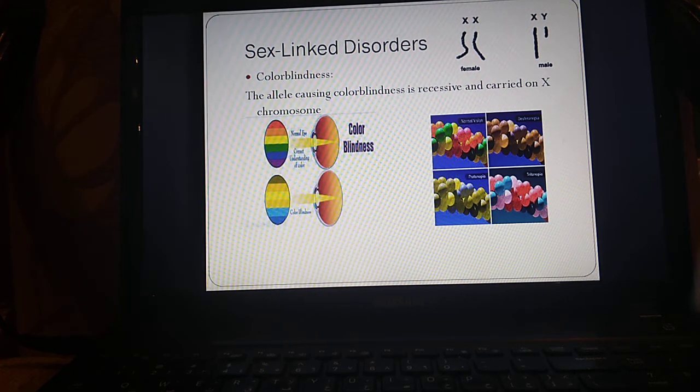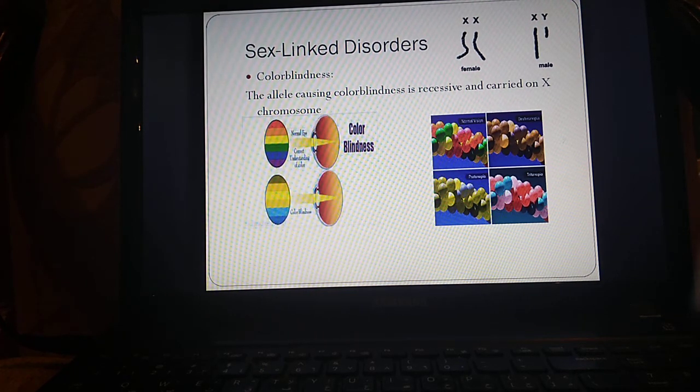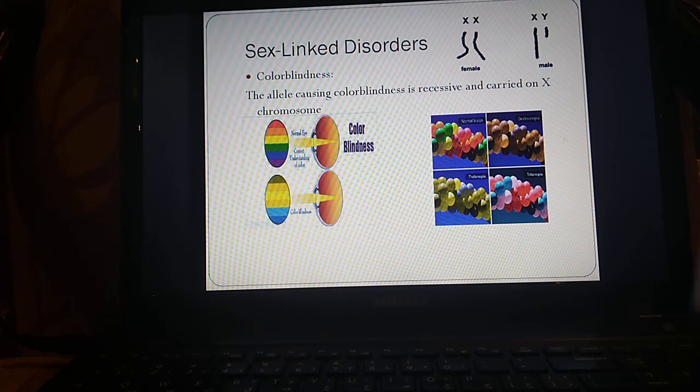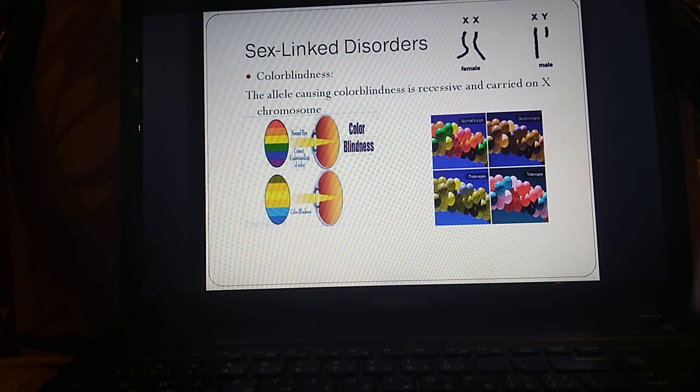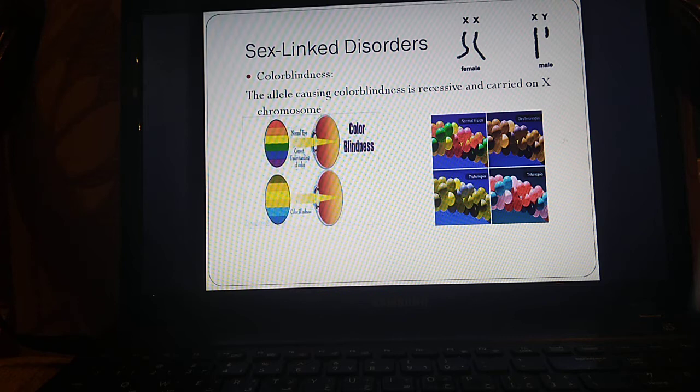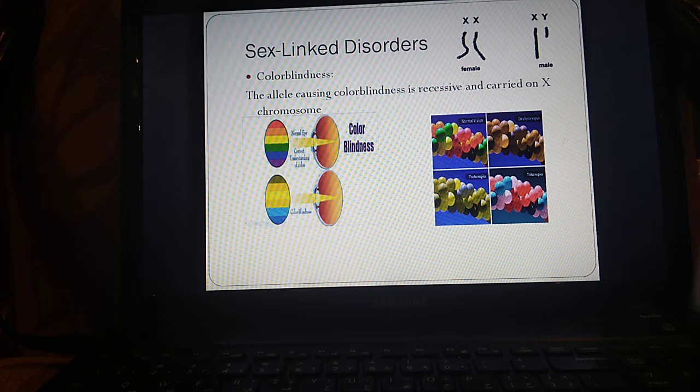Now, X and Y chromosomes are chromosomes after all. So their job is to carry the genes and pass them on. And these genes control traits. Now, some of those traits are unfortunately diseases, or more accurately, disorders. When I say sex-linked disorder, I mean a disorder linked to the X and Y chromosomes.